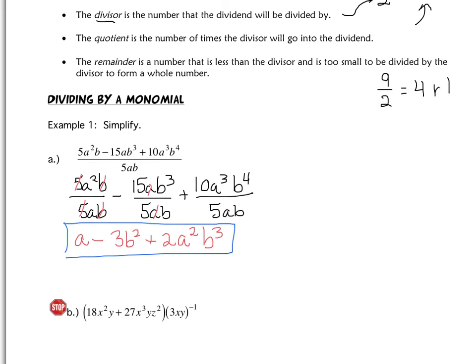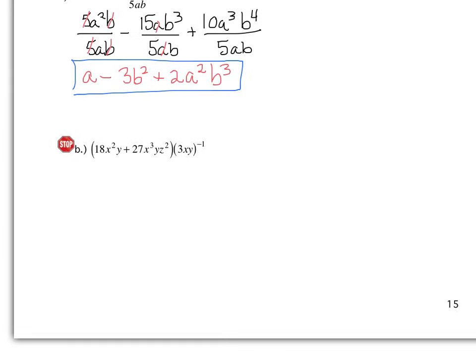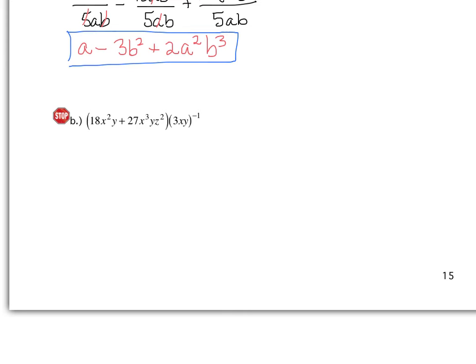I would like you to pause the video and attempt part B on your own. Now notice that the notation here is a little bit different because it's 3xy to the negative 1. Also recall from the first section that we did in this chapter, if something is raised to the negative 1, it's not happy, it has to move to the bottom, so it becomes over 3xy.